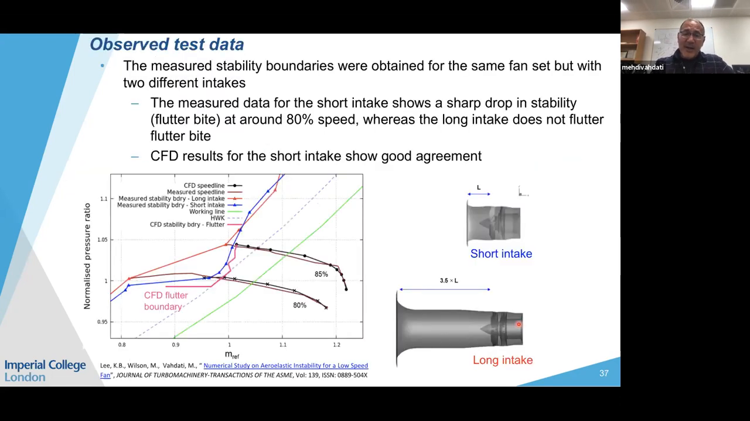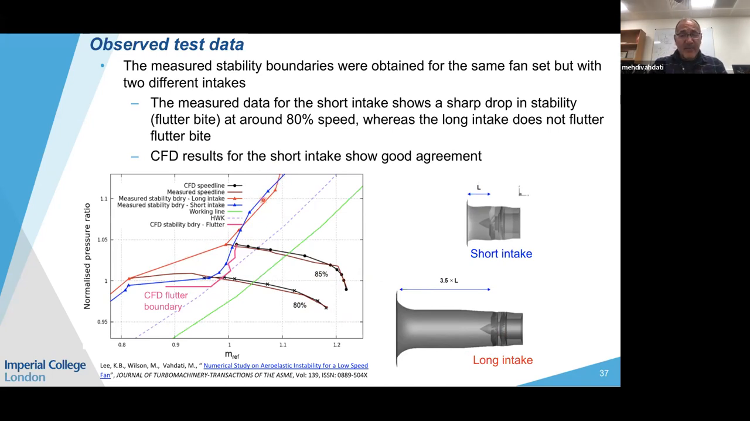So just quickly, how good is CFD? Look at this curve, forget the writing. We've got two speed lines. This is a real test case. The black lines are the CFD speed lines, and the brown are the measured speed lines. And the red line is the stability boundary using this long intake. And you can see that this is the measured data. It did not flutter at all. So the blade was stable from a flutter point of view at all the speeds.